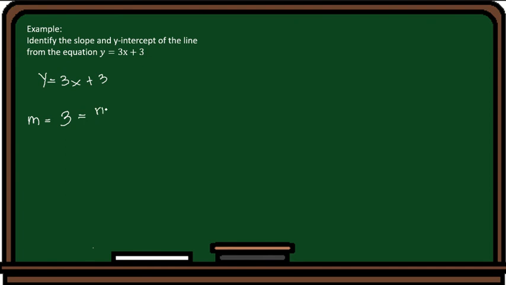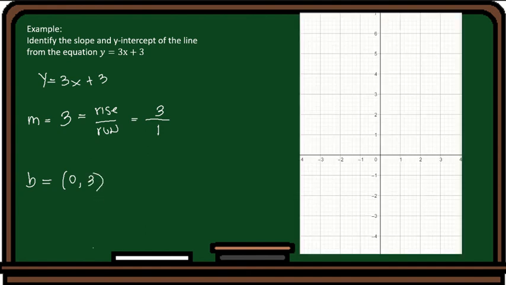We will still need rise over run. So, when your m is a whole number, automatically, 3 will be the numerator or the rise, and the denominator will always be positive 1. Remember that every whole number has a denominator of 1. So, in this case, that is what we will use as the run. So, we have rise over run. Then your b will be 0 and 3. So, let's graph that now.